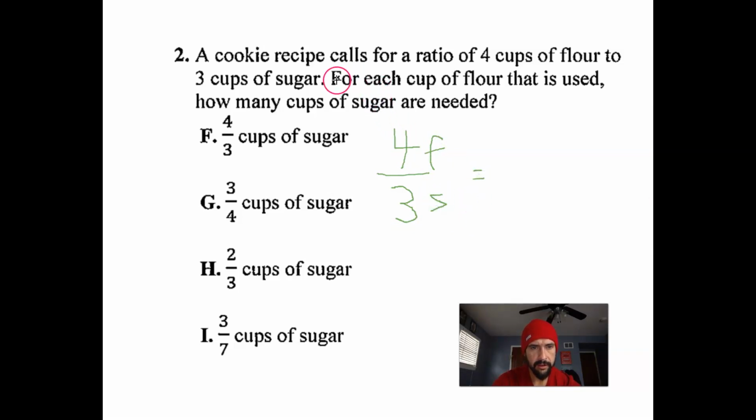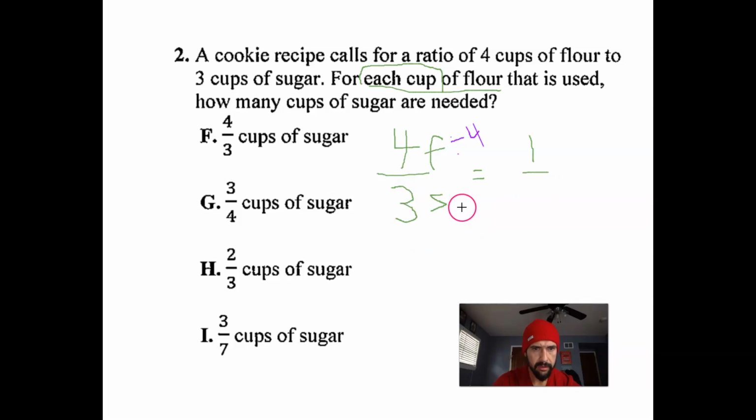Now, over here it talks about for each cup of flour that is used, how many cups of sugar are needed. So for each cup, that means 1 cup, right? So that means I want 1 cup of flour here. And we have to decide, how did I go from 4 to 1? What did I have to divide by to get that number? Well, I just need to divide by 4, right? 4 divided by 4 gives me 1. So now 3 divided by 4 is going to give me the number of sugar I need.